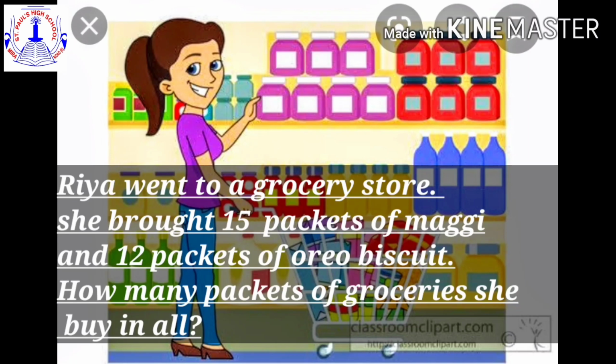Then afterwards it's given that she bought 12 packets of Oreo biscuits. So how many packets did she buy? 12. What we have to find is the total number of packets she brought. As it is given how many packets of groceries she bought in all, "in all" means we have to add. So what do we have to add? First, we need to add 15 packets of Maggi with 12 packets of Oreo biscuits. And if we add these two, then we will get the number of packets she brought from the grocery shop.